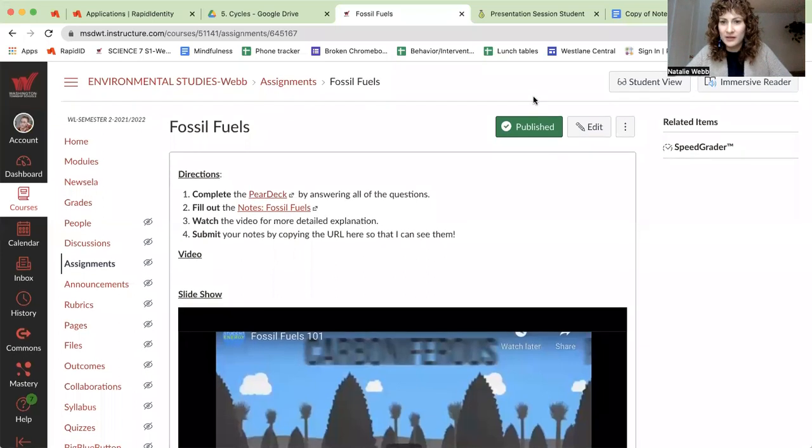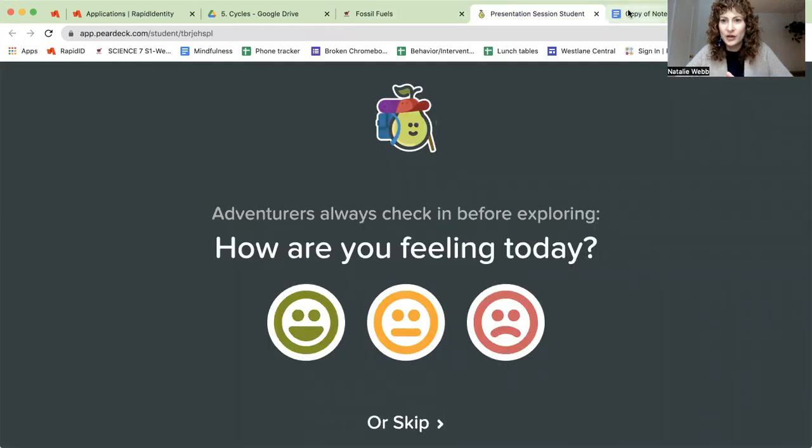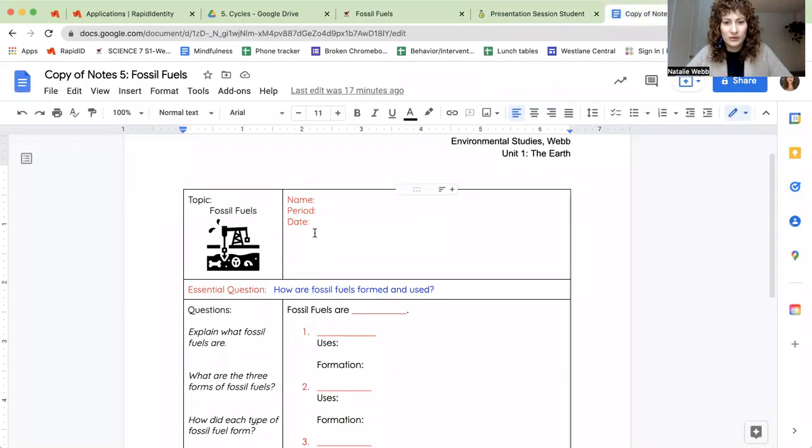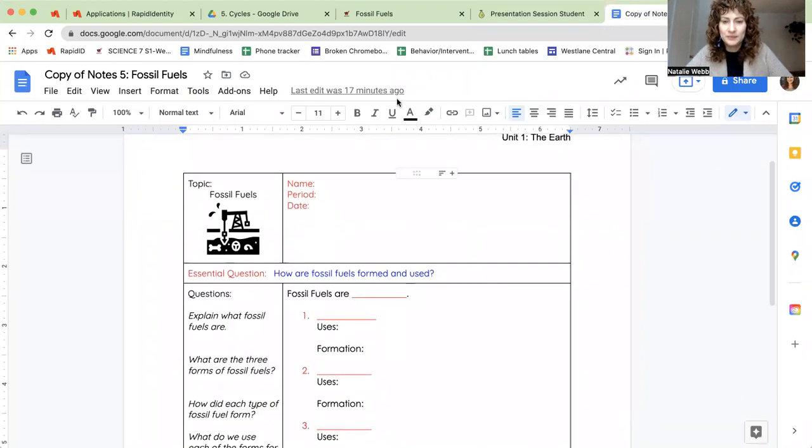First off, this is the page that I gave you for instructions. We have a Pear Deck, so I'm going to go through the Pear Deck. We have notes, so make a copy of these notes on fossil fuels.